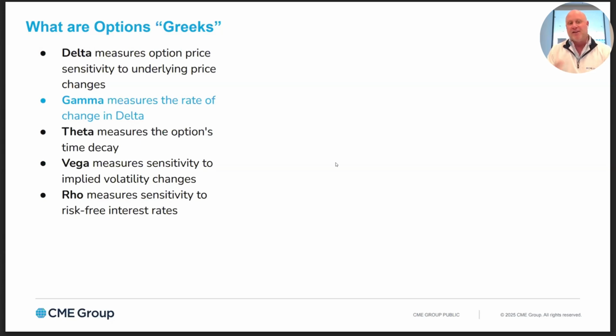So if for whatever reason we had a huge spike in the risk-free interest rate, then the value of an option, depending on whether it's a put or call, actually could go up or down, but it's probably the least impactful of all of these Greeks that we've just gone over. Would you agree with that, Jim?